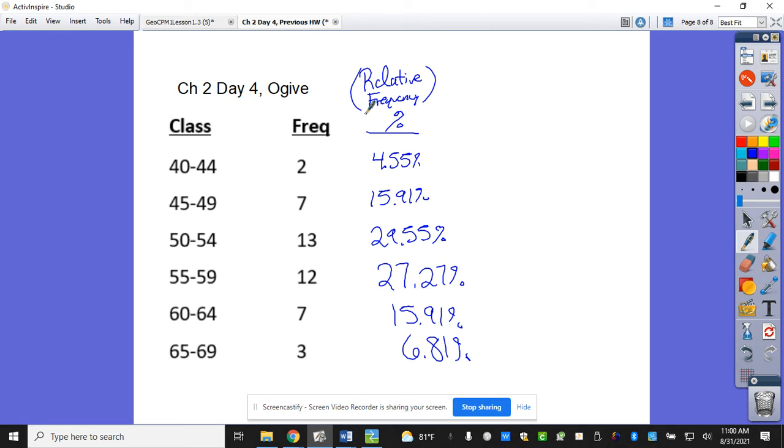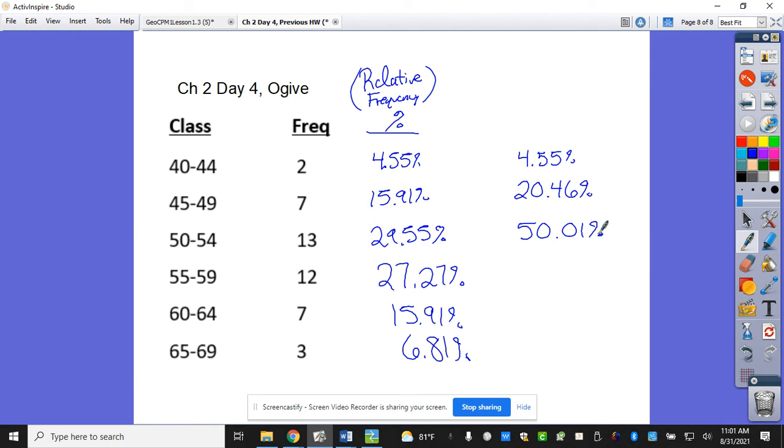And it says that as one of your things off to the side. So another thing we talked about the other day was taking my frequencies and adding them up, which would give me cumulative frequency. I can do the exact same thing with percents. So, what is my first cumulative percentage? 4.55. What is my next one? 20.46. Give me one more. 50.01.